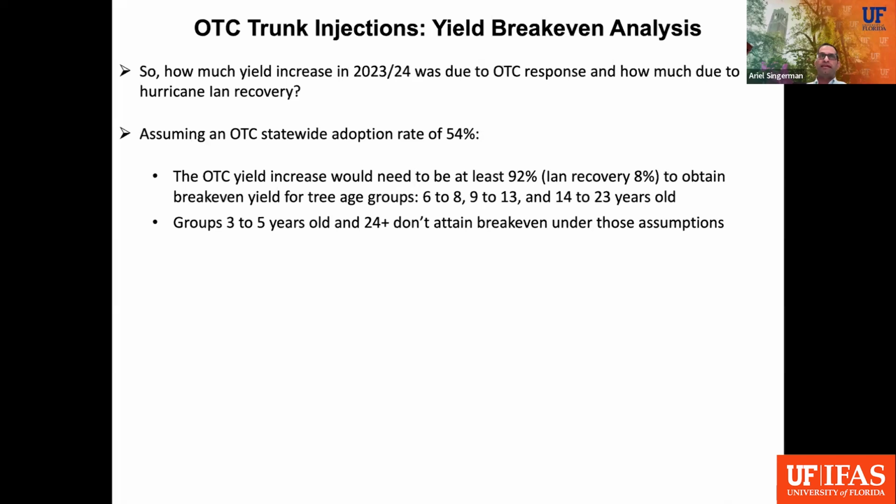And that would be to attain break-even for 3 age groups: 6 to 8, 9 to 13, and 14 to 23-year-old trees. The 3 to 5-year-old trees, we already mentioned, are unlikely to achieve break-even, but also under these assumptions, the 24-plus-year-old trees do not achieve break-even. And that is likely because of that higher decline that we saw at the beginning.